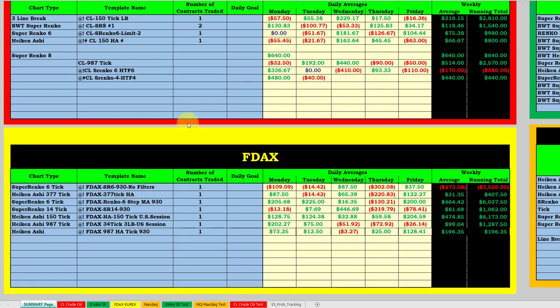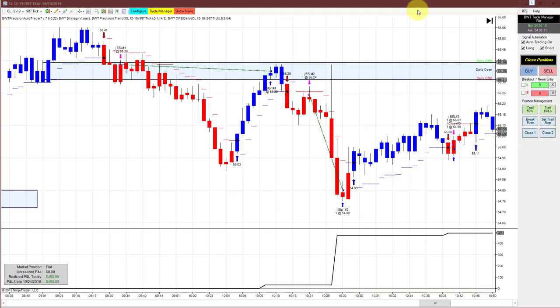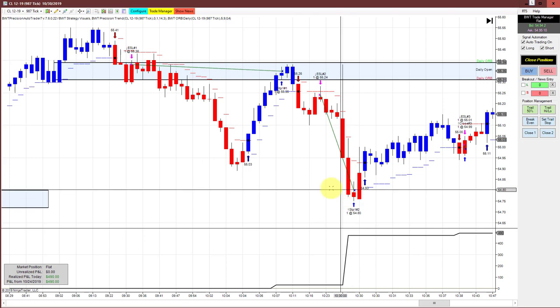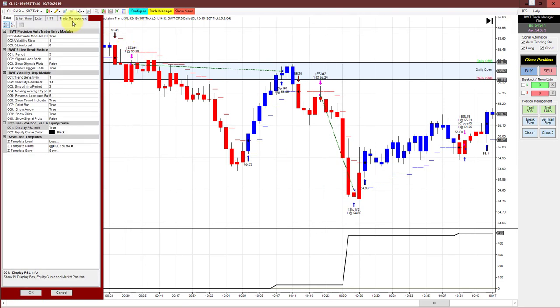Okay, the best performing chart on the crude is the 987 tick. Let's have a look. Okay, once again, our open range filter providing really excellent entry here. Unfortunately, the money management on this trade did not permit us to get out at a good place. Only made a few ticks on this trade, but it came back with this trade and ended up hitting its goal today.